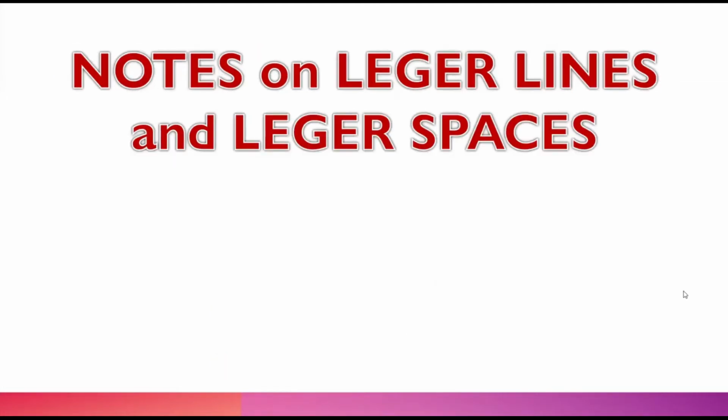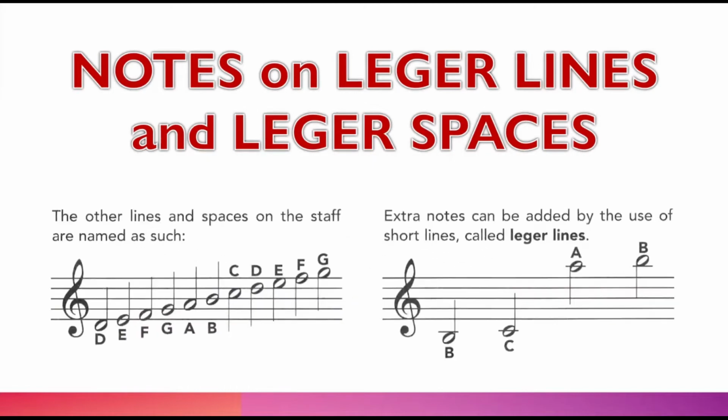Notes are also written on ledger lines and in ledger spaces. Now, what are these? Well, these are the spaces and the lines that are beyond the 5 lines of the music staff. They're what we call the short lines. Extra notes can be added by the use of short lines called ledger lines. And of course, notes are also written below or above the line, so they're called ledger spaces.